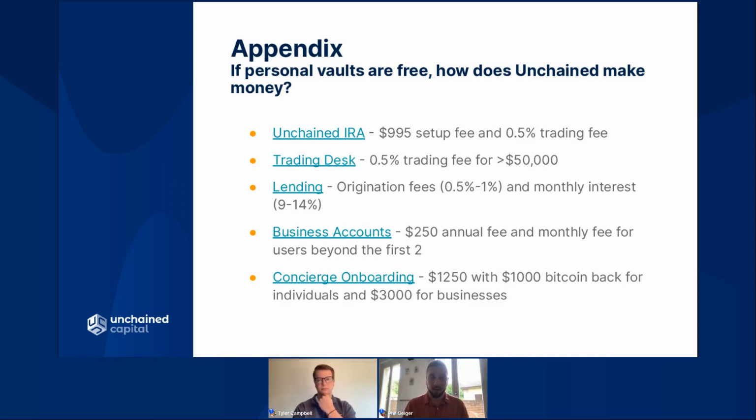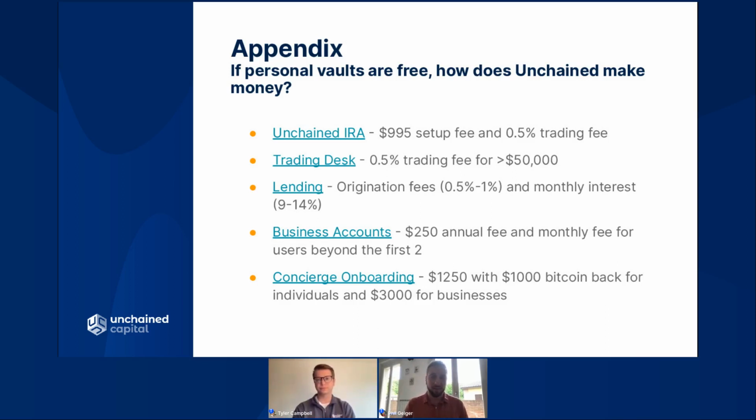The trading desk also has a 0.5% trading fee for volumes above $50,000. For loans, we have a full and more complete rates table on our loans page, but the origination fees are anywhere from 0.5% to 1%, and monthly interest is anywhere from 9 to 14%. But you're getting categorically superior security to anyone else on the market with an Unchained loan. It's not even comparable. You have a key, we have a key. There are no single points of failure for your Bitcoin. It's not being rehypothecated.